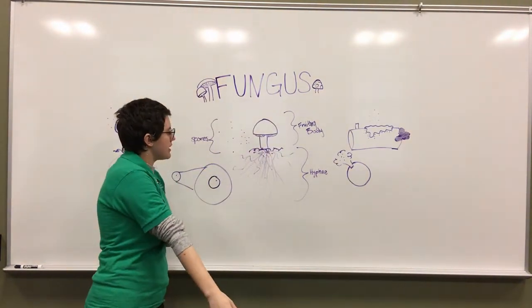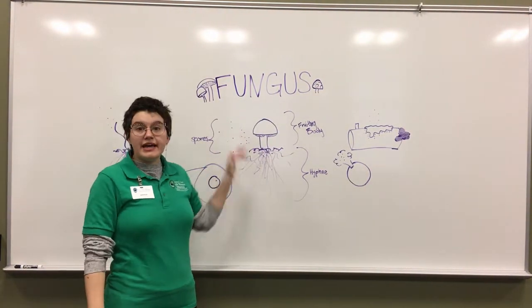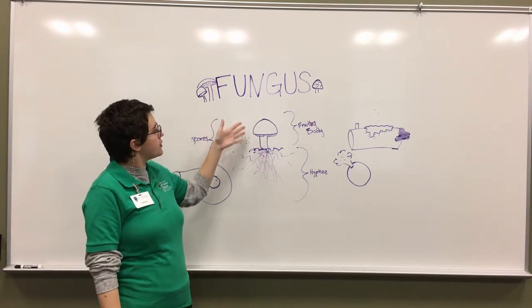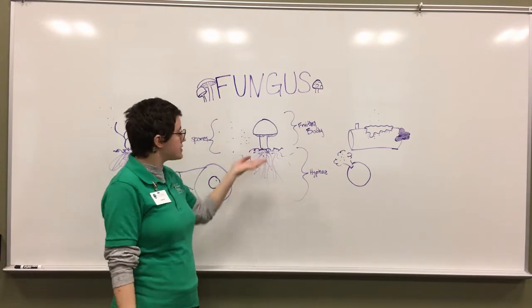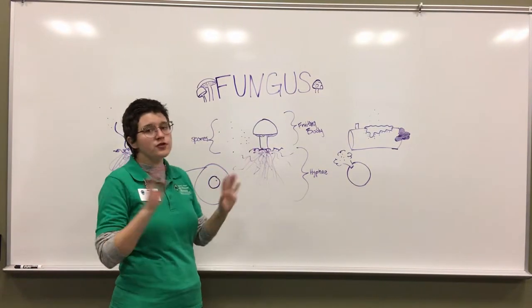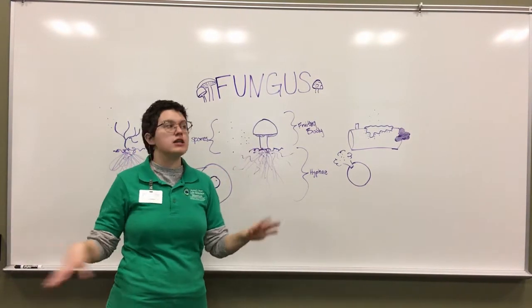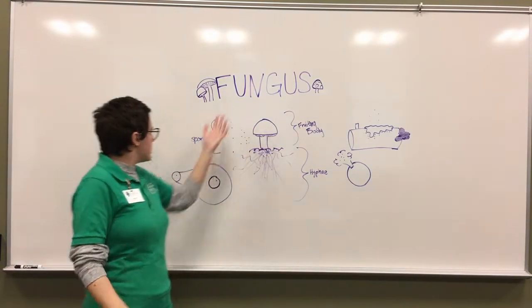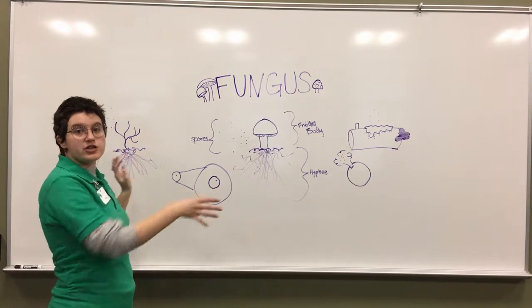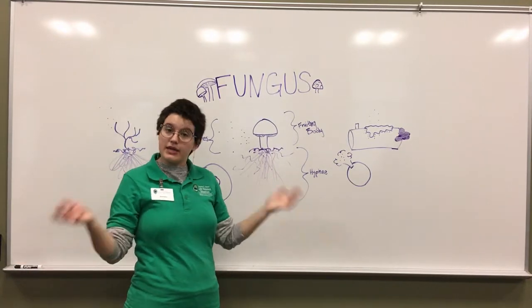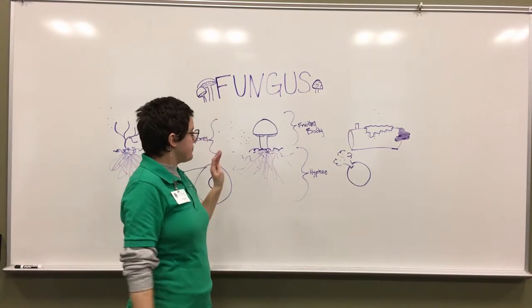When we look at a fungus, what you see of a fungus is the fruiting body. That's the part that you eat. If you eat mushrooms, for example, that's the fruiting body. The fruiting body can look very different in a lot of different ways, which is why I have all these various drawings of funguses, because we're going to talk about the different shapes that it can look like.